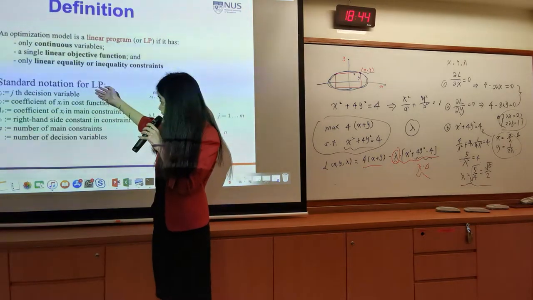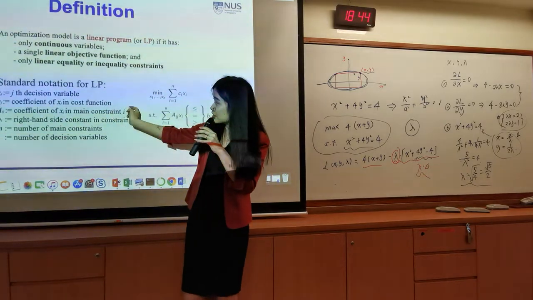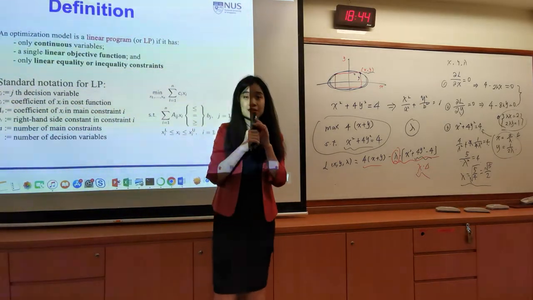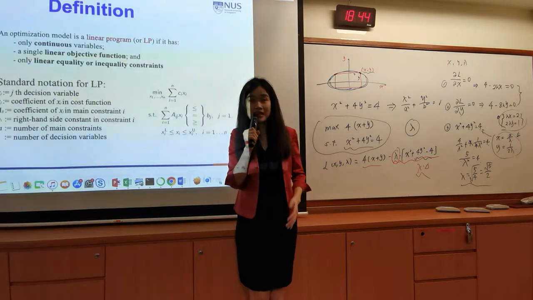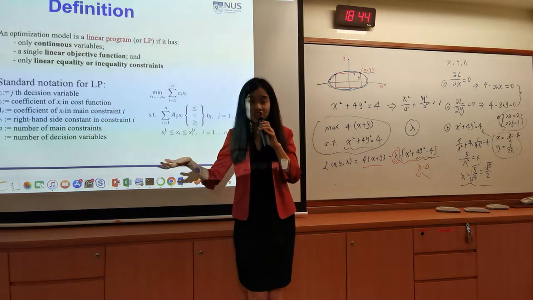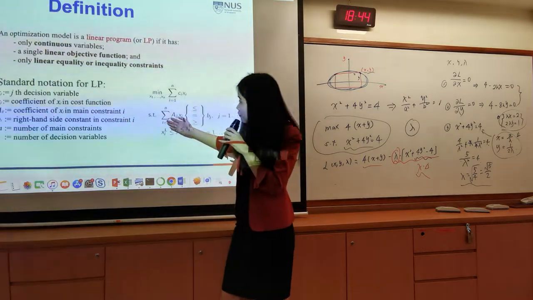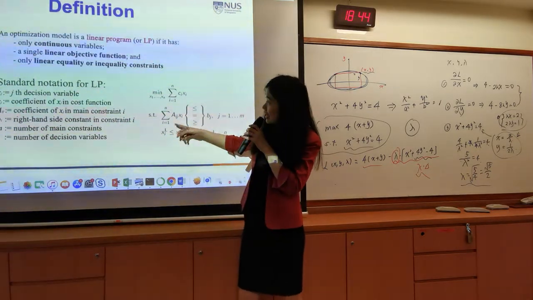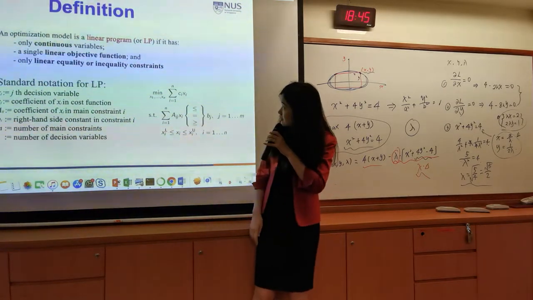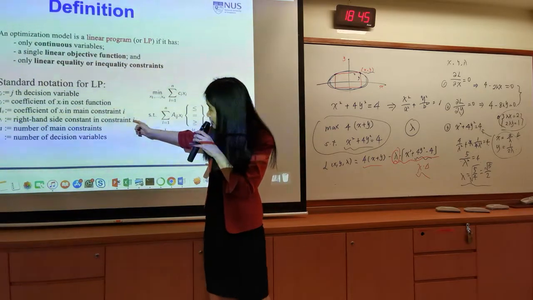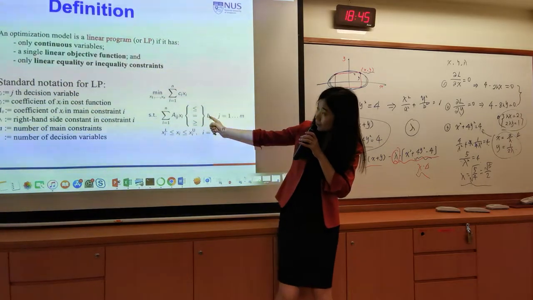So we have a series of decision variables, xj, and for each of the decision variables, you have the coefficients in the cost function. The cost function is the objective function here in the description. You just have a combination of cj xj, summed together, and you put your coefficients of x, like aij, in your main constraints. You have i constraints, and then the right-hand side constants will be the vector b.